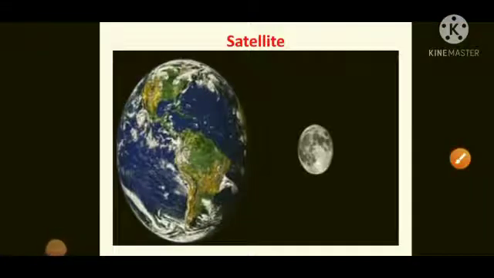Next is satellite. A satellite is a heavenly body that revolves around a planet. The moon revolves around the earth. So, the moon is a satellite of the earth. It has no light of its own. It shines because it reflects the light of the sun.